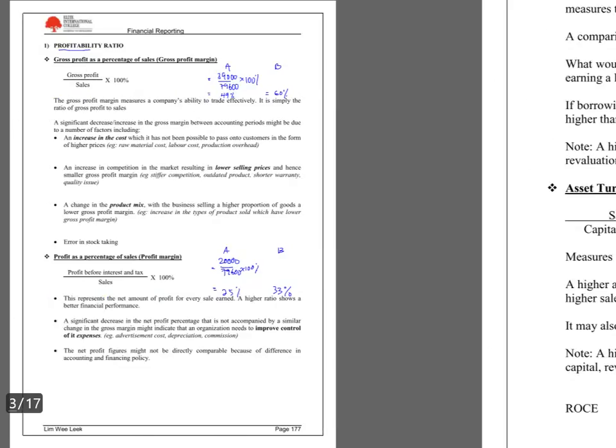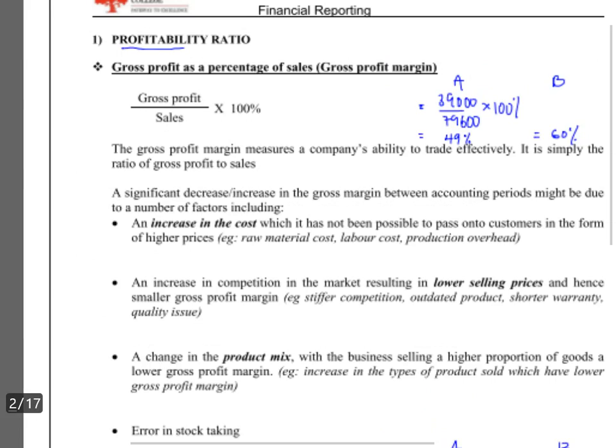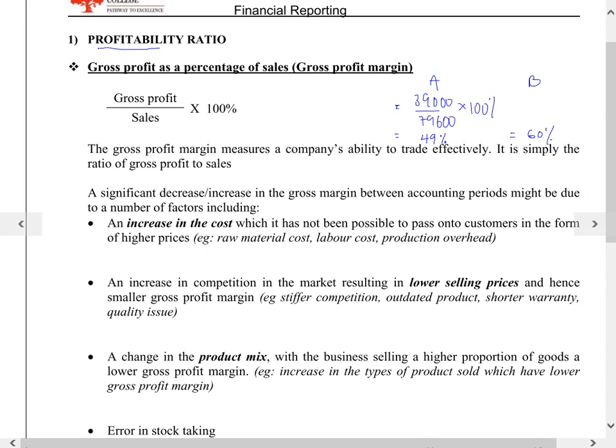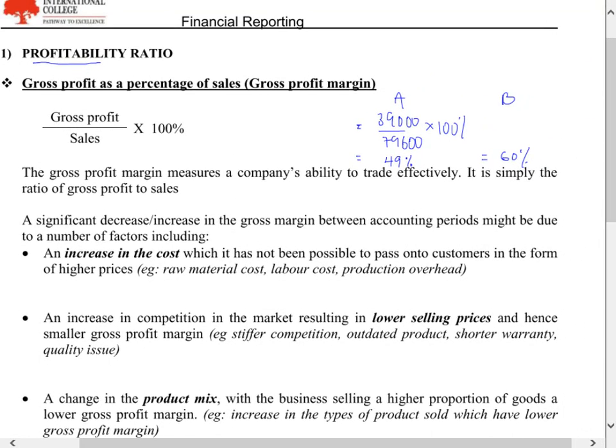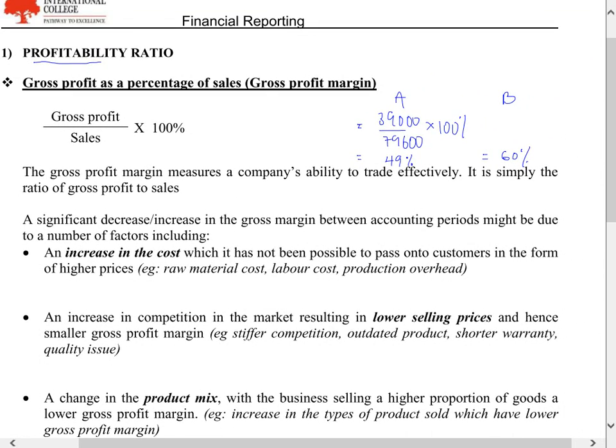We look at this ratio. Company A, company B, 49 and 60. Why is company B's margin higher? What could be the possible reason? Focus on which two? Selling price and cost, right?